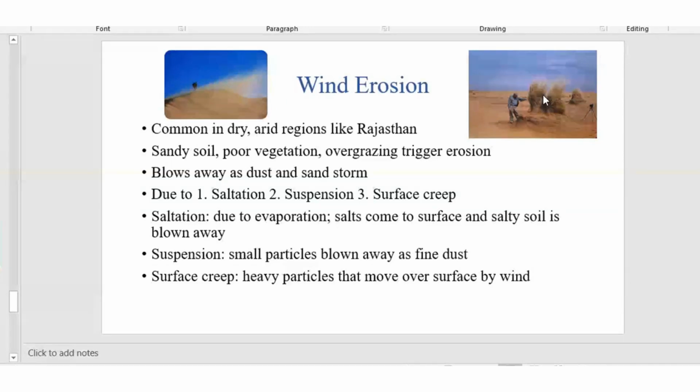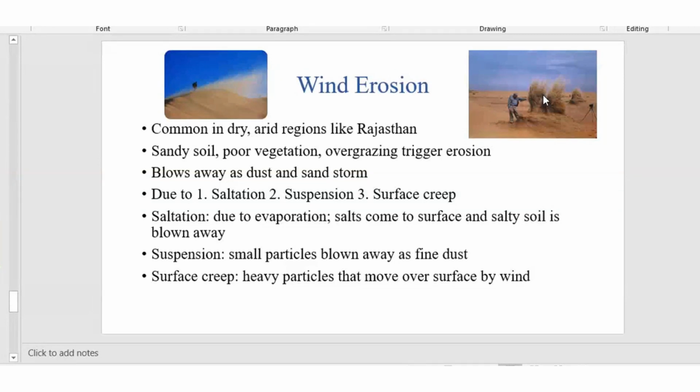So they can blow away like dust or in the form of sandstorms. It often occurs because of poor drainage systems, and events like saltation, when there is excessive evaporation. Because these areas are dry and very hot, excess evaporation can make the soil even drier. It can cause salts to move up to the surface, and because of high evaporation, it causes easy blowing away of the sandy soil which is there.